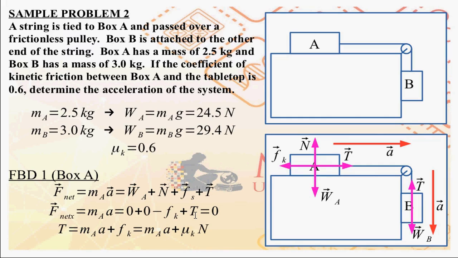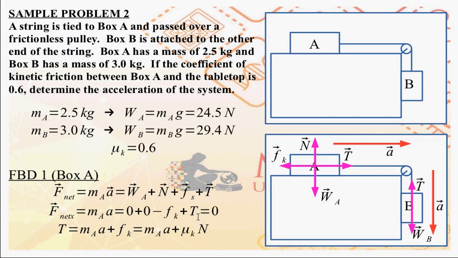Mali ito. This is wrong. This is not equal to 0. This should be equal to ma. Okay? So, correction: this should be Fk, not Fs. And this is not equal to 0. So, consider this to be erased, because this equation should be equal to ma. Okay? So, please take note of that correction.